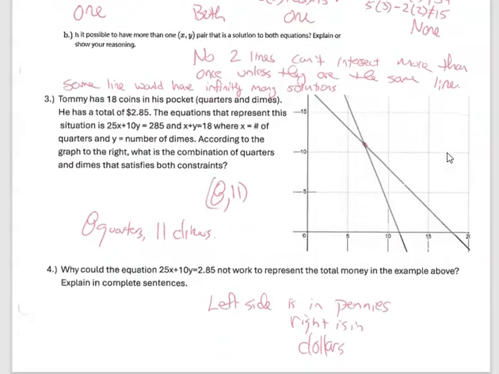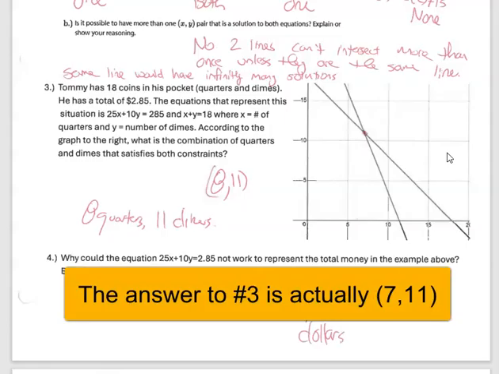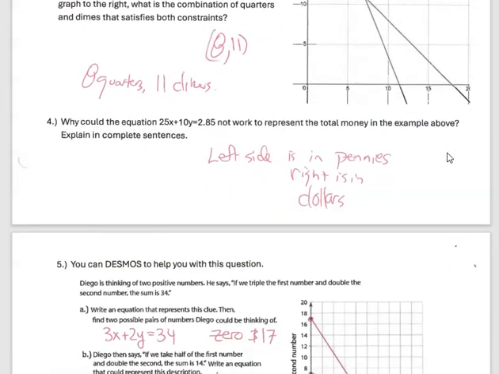On number 3, here is your situation. I already wrote out your equations and graphed it, and I just said what is going to be the combination of quarters and dimes that have that amount of coins and that amount of money, and we end up finding out that it is 8 and 11. 8 quarters, 11 dimes.